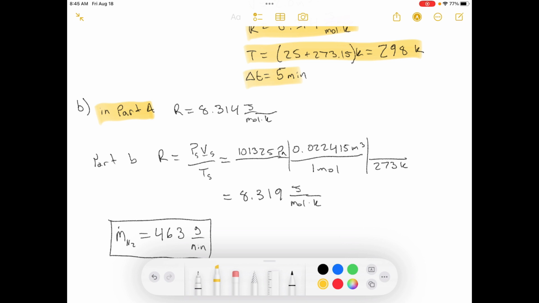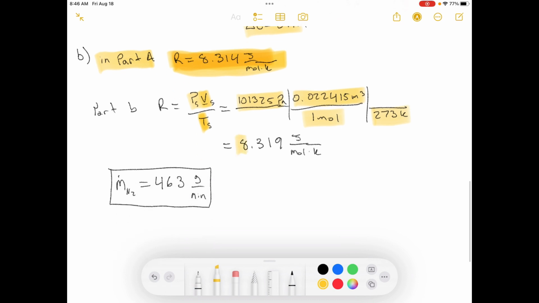In part A, we said that the gas constant was equal to this. And then in part B, they told us to calculate the gas constant instead of just memorizing what the gas constant is. We need to calculate what the gas constant is using the standard conditions that they gave to us. So the standard conditions are 1 atmosphere of pressure, this much volume, this many moles, at this temperature. Those are the standard conditions, and that's what the gas constant equals if you use this. And it has enough significant figures that you get the same answer.